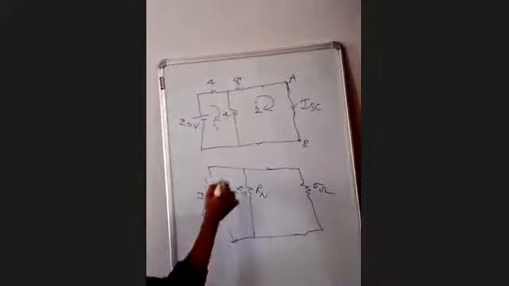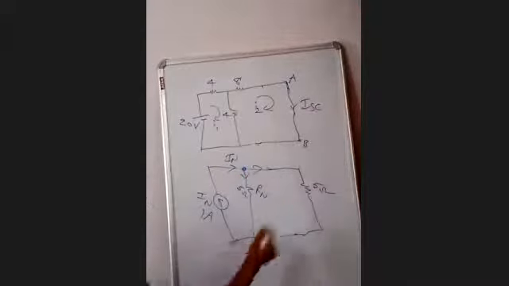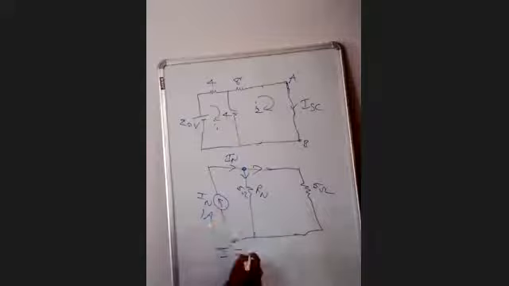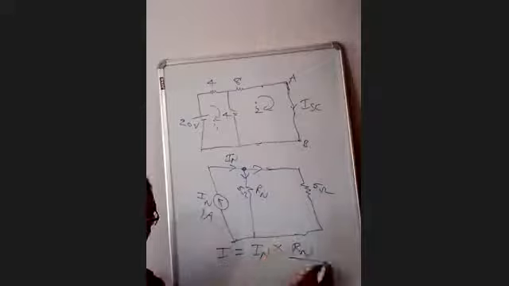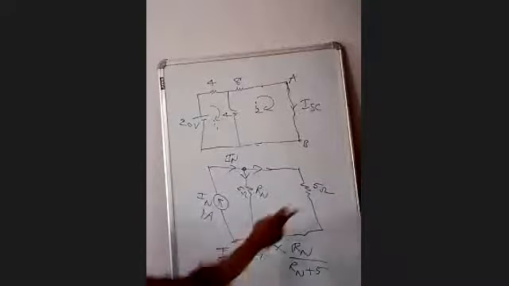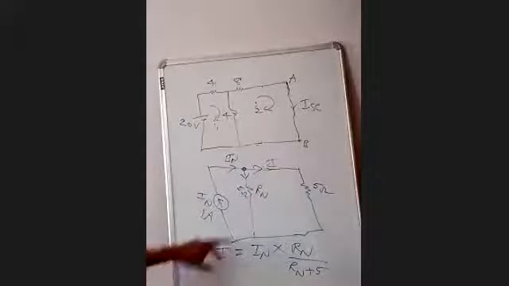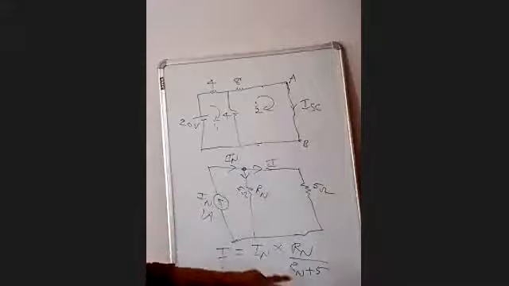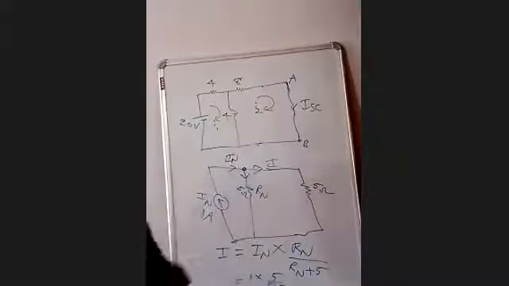Therefore, this IN is coming here. Apply current divider. I want the current in this branch. Current in 5 ohms is equal to total current. Total current is Norton current. What is the opposite branch for 5 ohms? Let us take I is the current in 5 ohms. I is equal to the opposite branch, Rn, by Rn plus 5. That is 1 into 5 by 5 plus 5, 0.5 ampere.